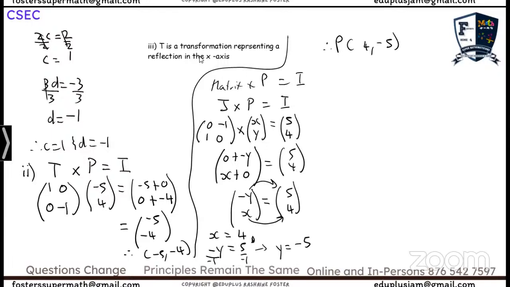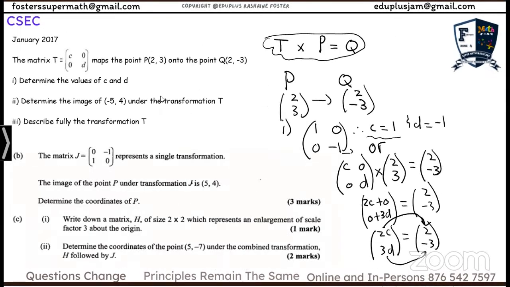Right? So I see some people with the correct numbers, but they don't have it in the correct place. So some people have their x as negative 5 and their y as 4. Remember, where you place them is going to determine which one they represent. Next. So we have figured out what the matrix and what the coordinates of P is.